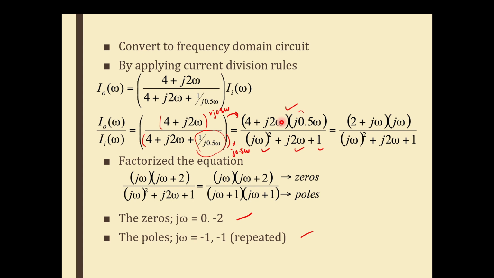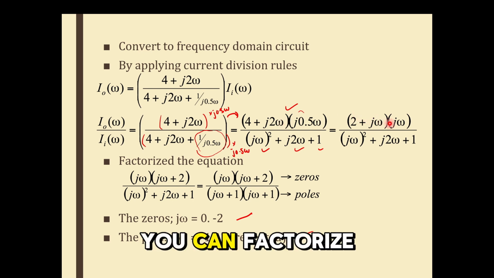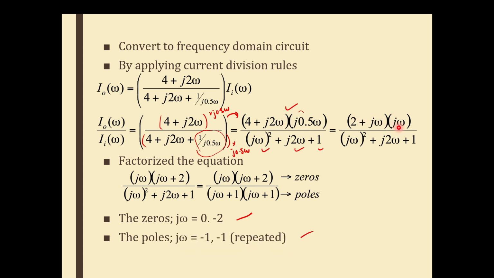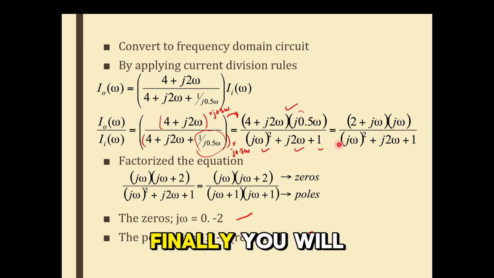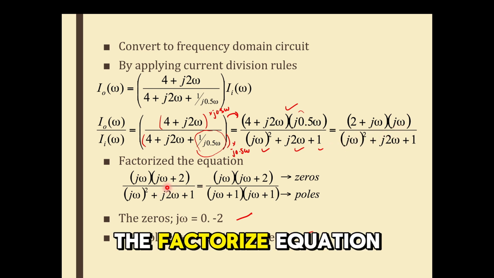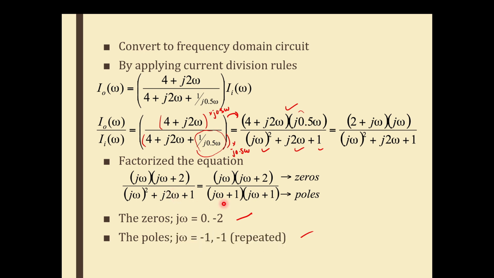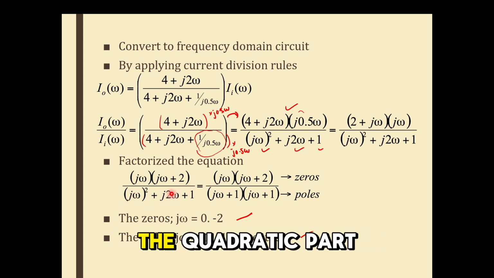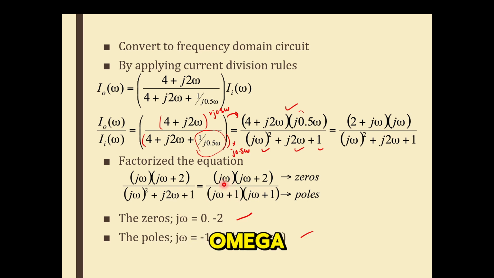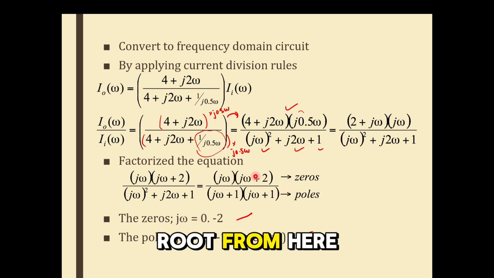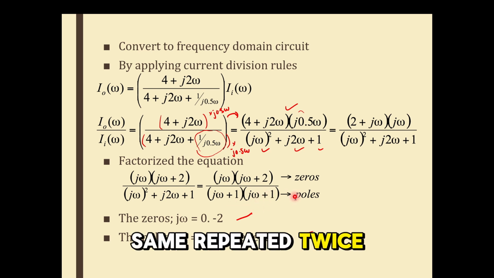Okay, and this equation you can factorize nicely. Finally you'll have an equation like this, the factorized equation. Also when you factorize the quadratic part, you will have j omega plus 2, j omega plus 1, j omega plus 1. So for the zeros, from here you have j omega equals 0, j omega equals -2, j omega equals -1. This one is repeated twice.